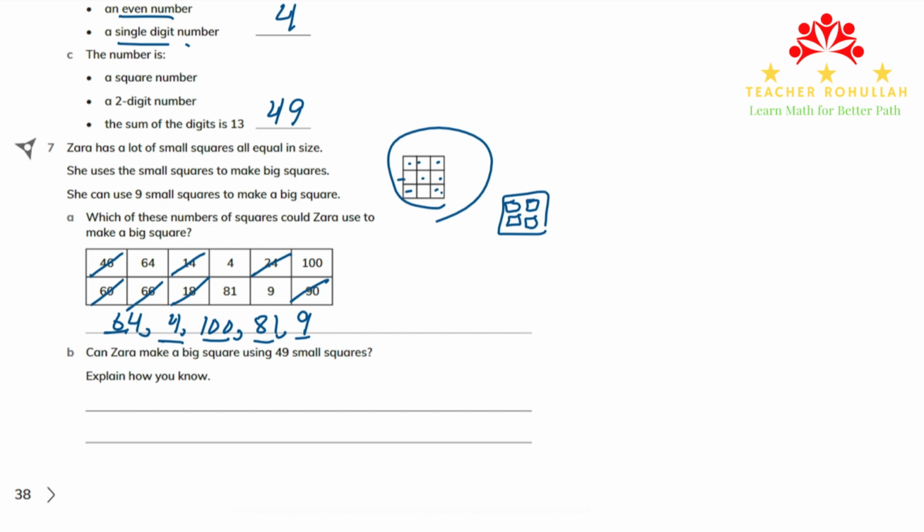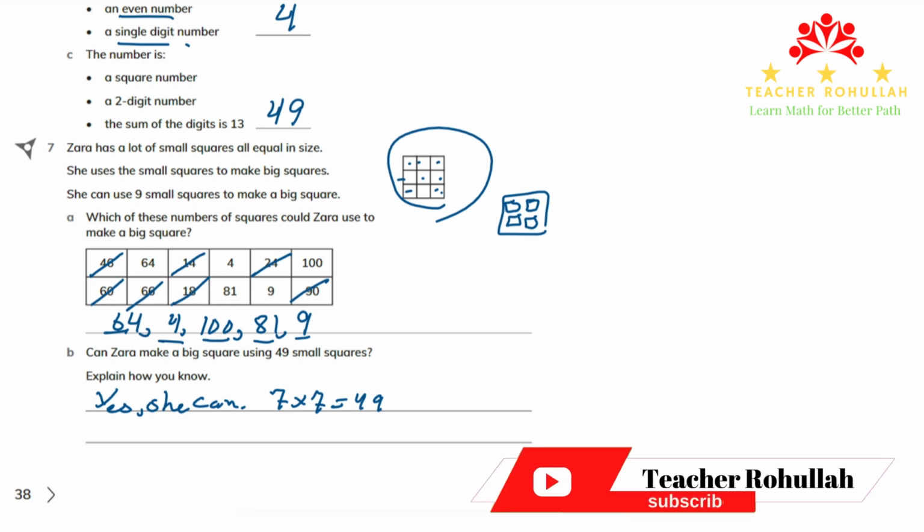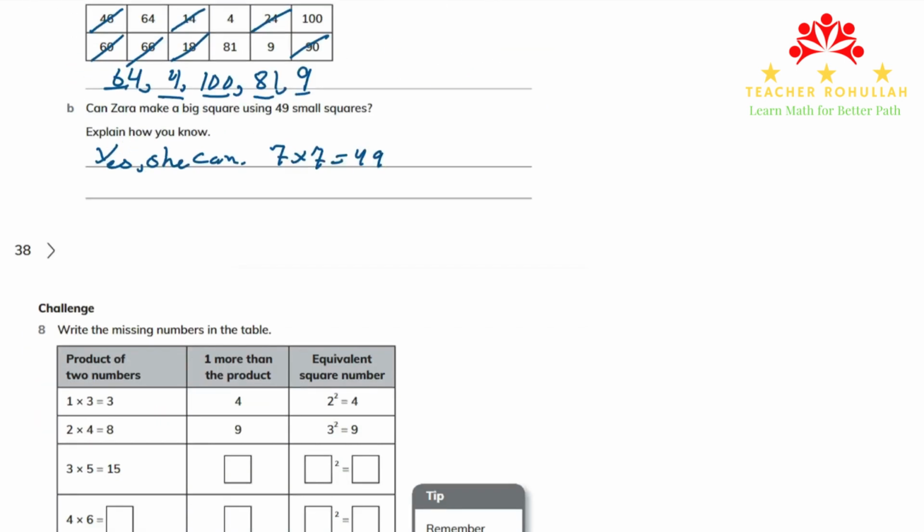In part B of this question, it says, can Zara make a big square using 49 small squares? Explain how do you know? I can say, yes, she can. How do I know? Because 49 is 7 times 7, which is equal to 49. So we can make a square of 7 by 7 small squares. So this is the reason that we can say, yes, Zara can make. Well, we are done with question 7. Let me scroll down to move to question 8.